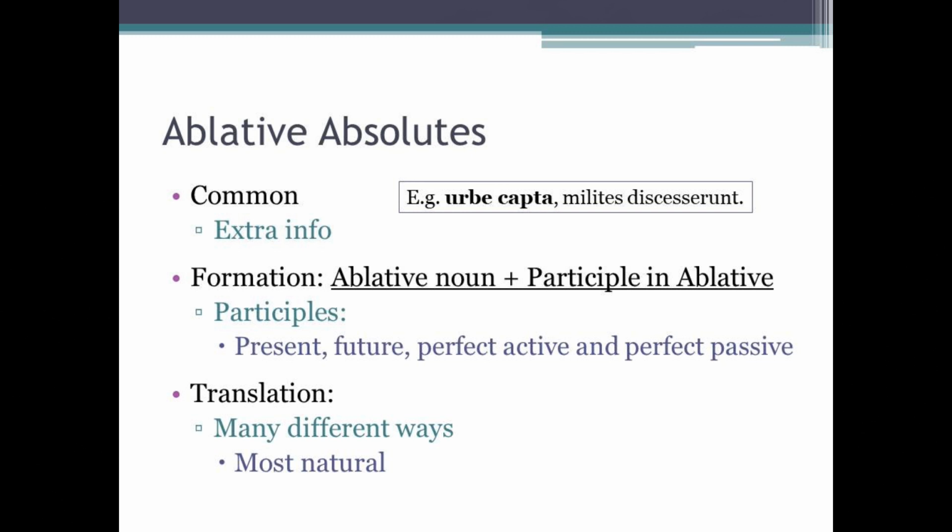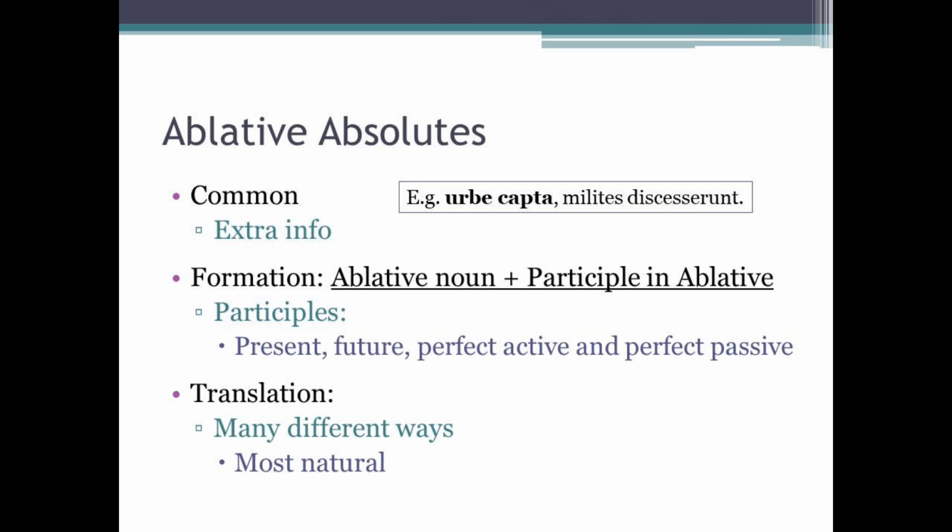So to start with, let's have a look at this example. Urbe capta milites discesserunt. The phrase in bold type is made up of a noun, urbe, and a participle, capta, which is in the ablative case. Phrases such as this are known as ablative absolutes, and they're very common in Latin. They can be formed with a variety of different participles: present, future, perfect active, or perfect passive.